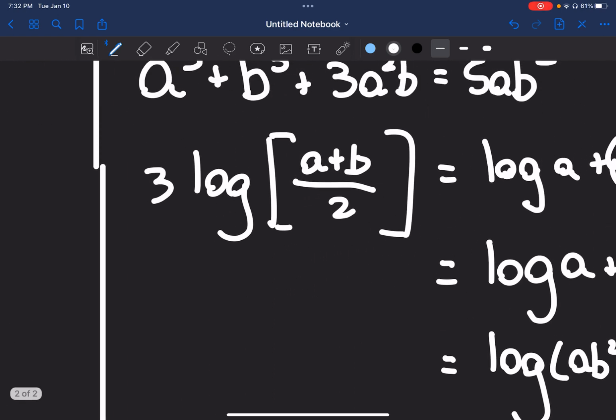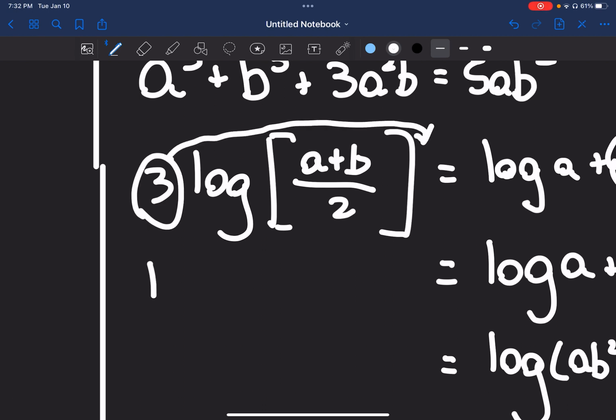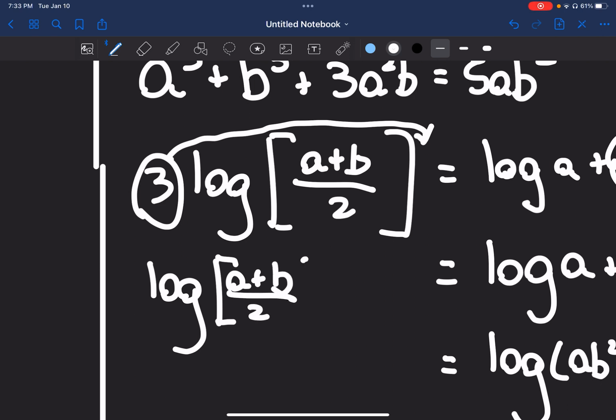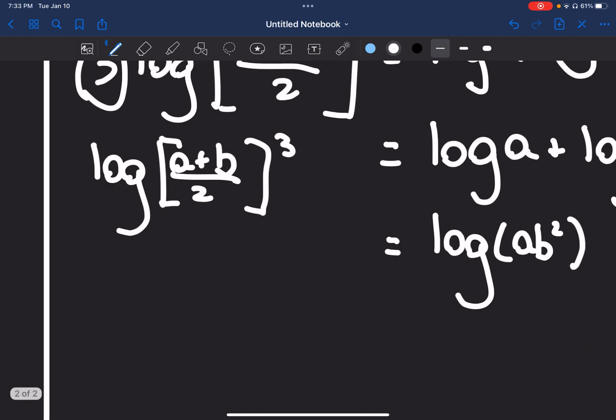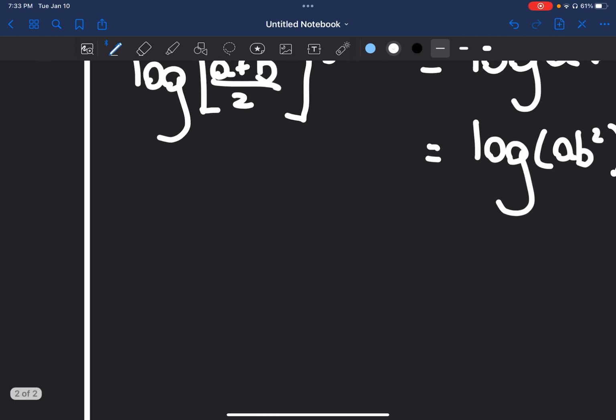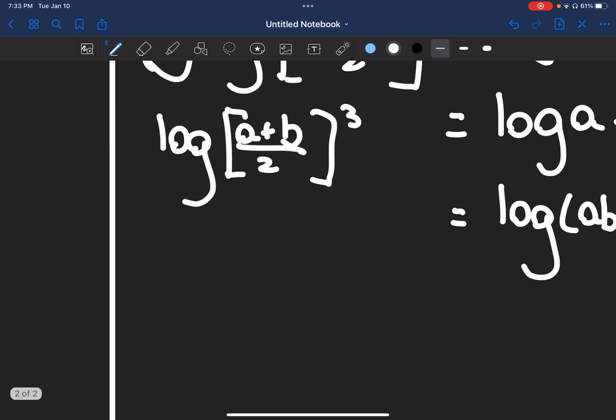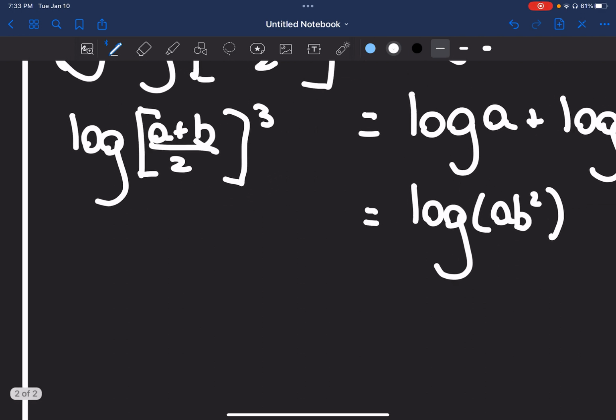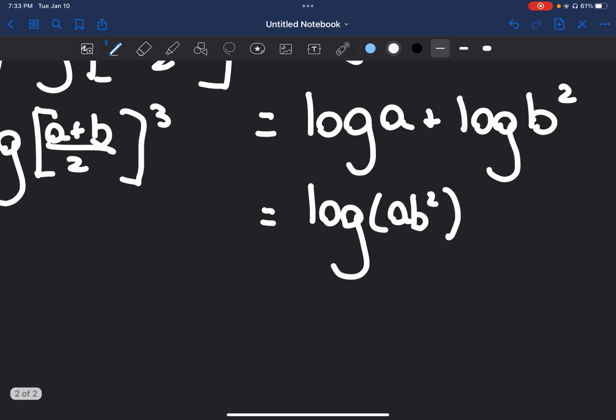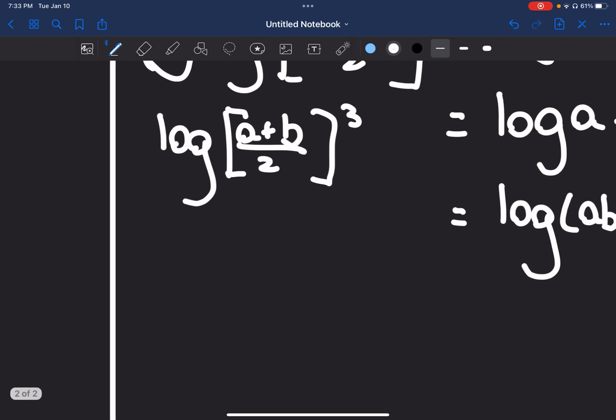So what can we do here? The 3 is in front. As you know, you can take the 3 and put it to the power here. So we'll have log of a plus b over 2 to the power of 3, and that'll be equal to it. So now what can we say? We know that a plus b over 2 cubed, and the log of that, should be equal to log of ab squared.